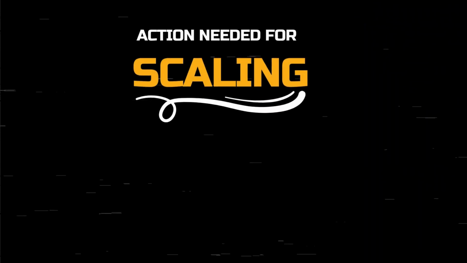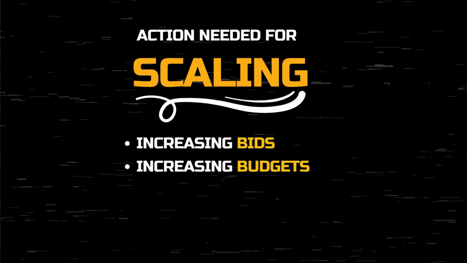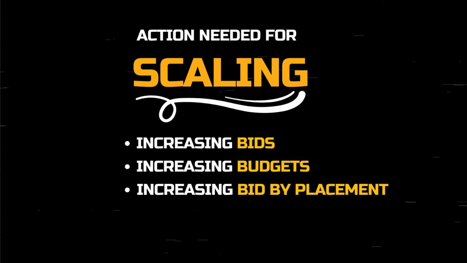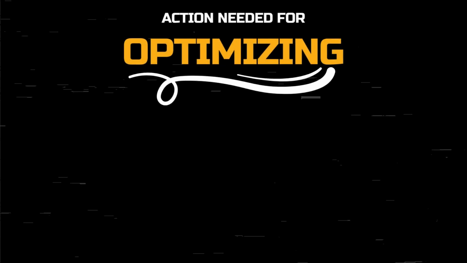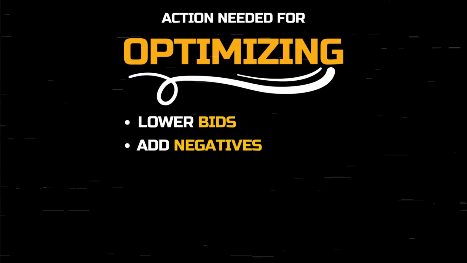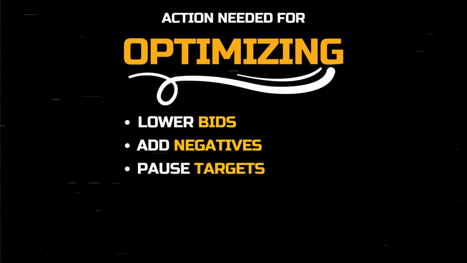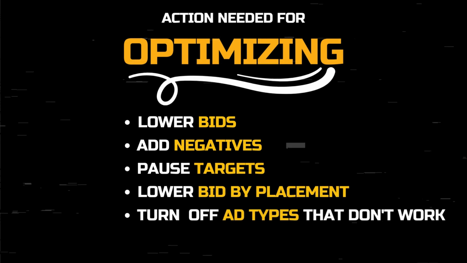Like this. The actions for scaling should be increase bids, increase budgets, increase bids by placement, and keep launching new campaigns. And the actions for optimization should be lower bids, add negative keywords, maybe pause targets, lower bids by placement, and also turn off ad types that don't work.